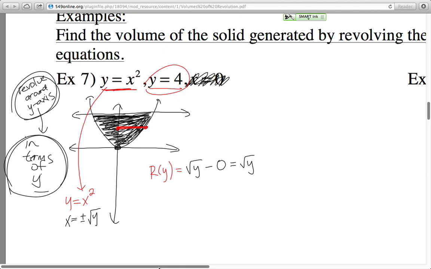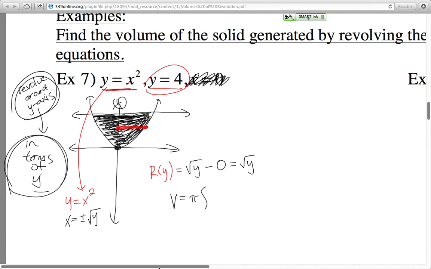Now we can go ahead and plug it in. Is this a disc or a washer? Disc. It completely touches the axis of revolution. Remember, we're revolving around this now. So the volume is equal to, ready? What's out front? Pi. Get your pi out front first. Definitely going to go from 0 to 4.